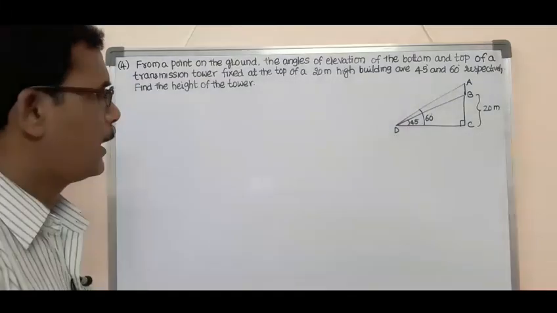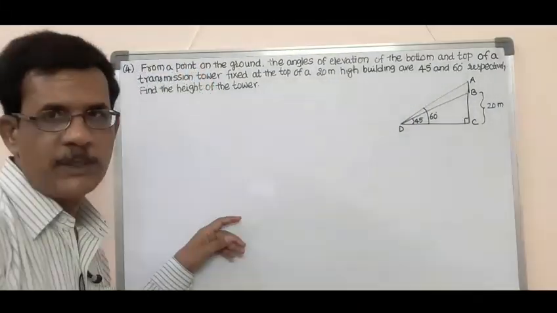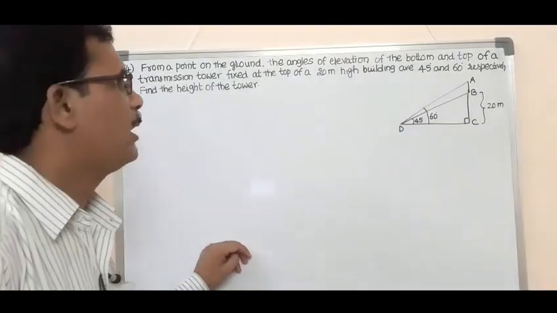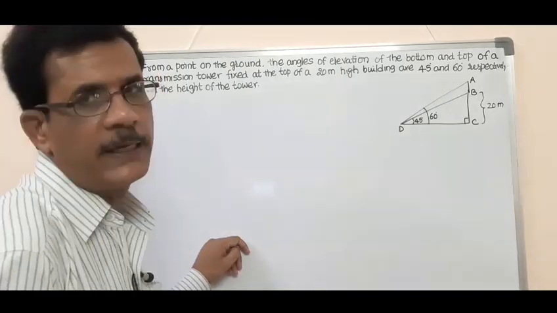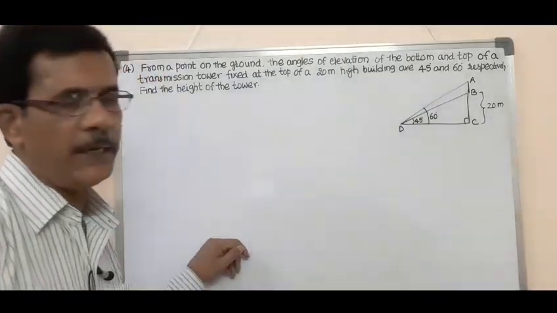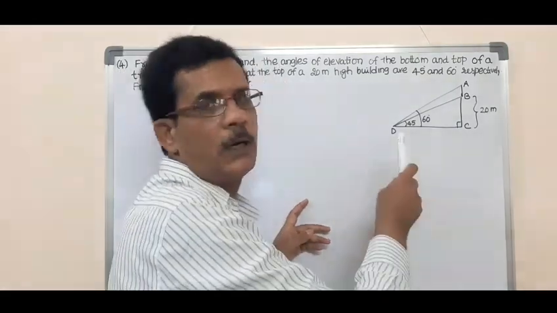From a point on the ground, the angle of elevation of the top and bottom of a transmission tower fixed at the top of a 20 meters high building are 45 degrees and 60 degrees respectively. Find the height of the tower. So this is the figure for the given question we need to draw.